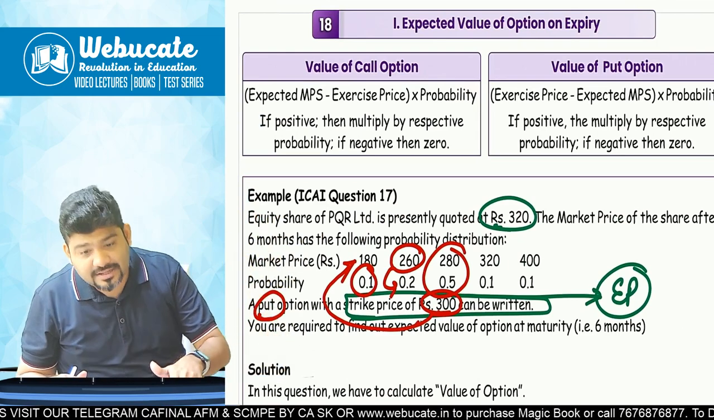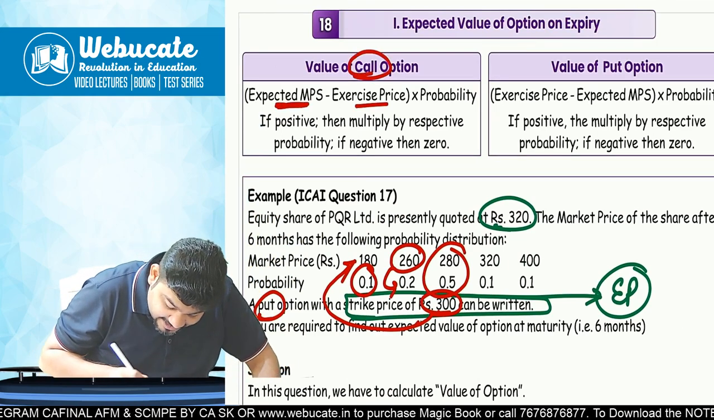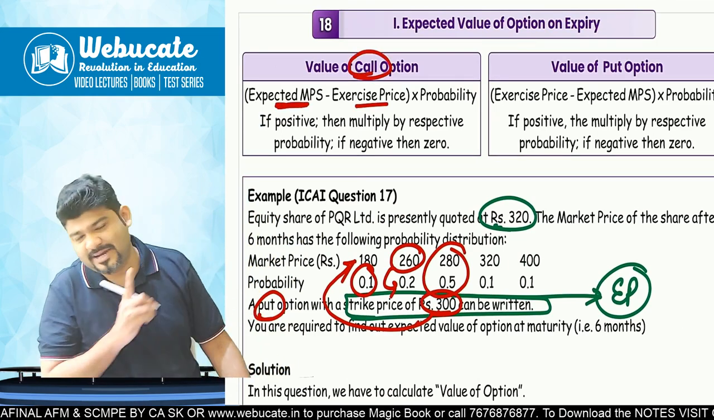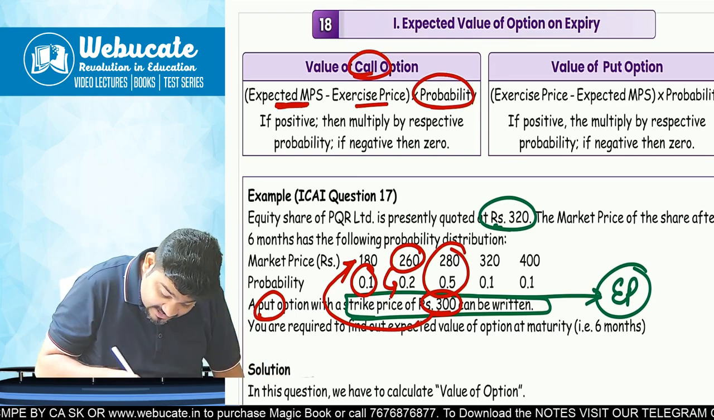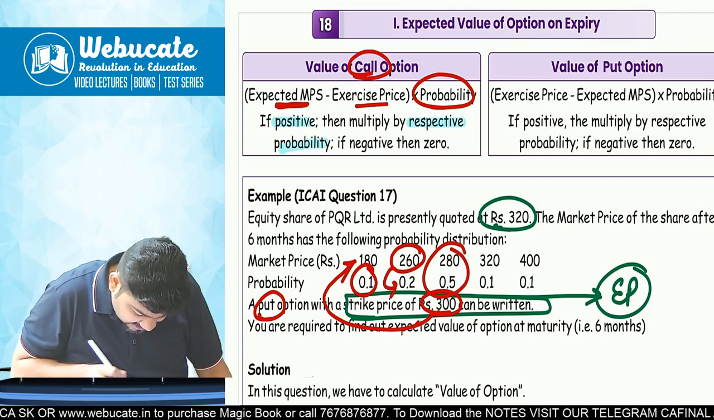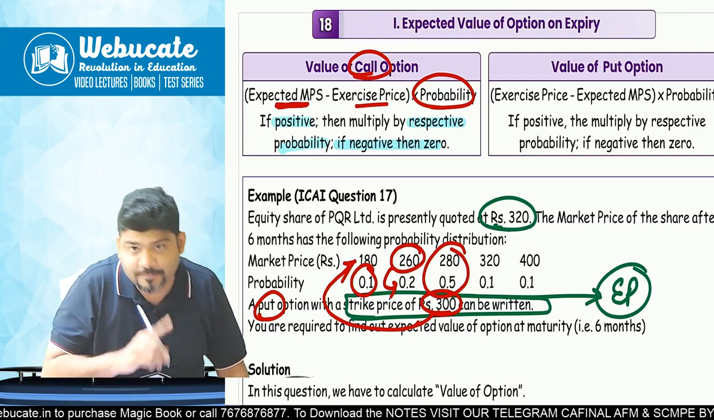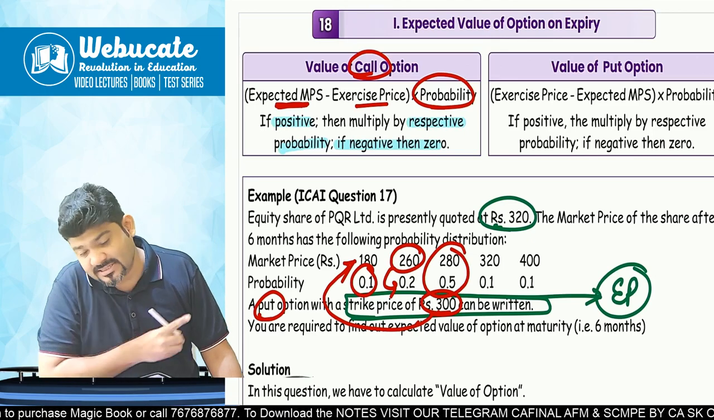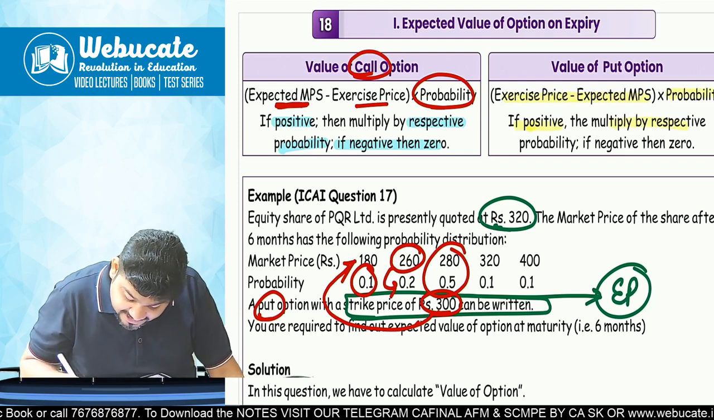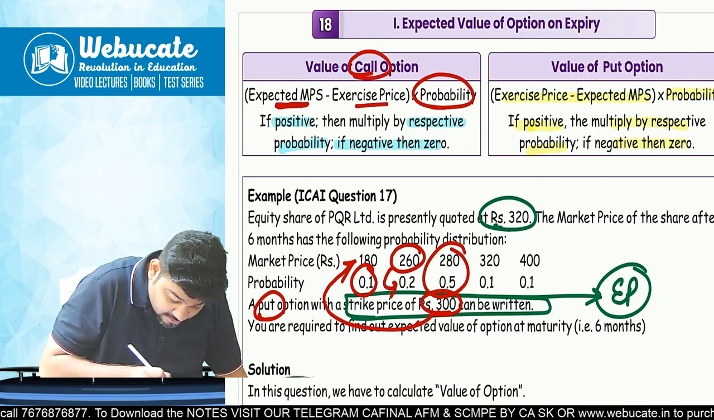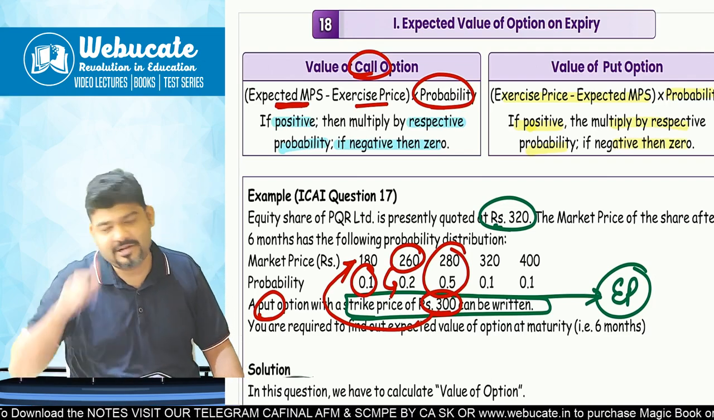So in case of value of option, pay attention, for a call option: expected market price minus exercise price, into probability. If this is positive, then multiply by the respective probability. If negative, then zero. And in case of a put option, exercise price minus expected market price, into probability. If positive, multiply by the respective probability. If negative, then zero. I think we should write here. Yeah, correct. Exercise price minus expected market price.